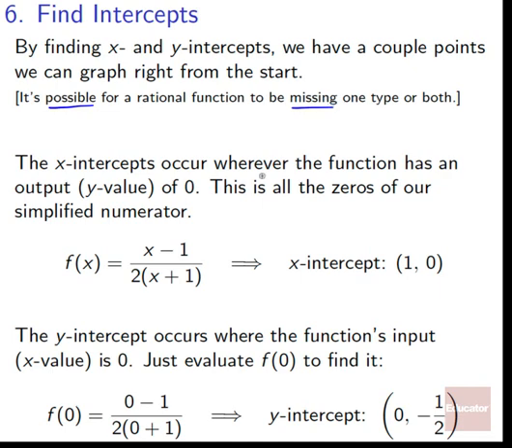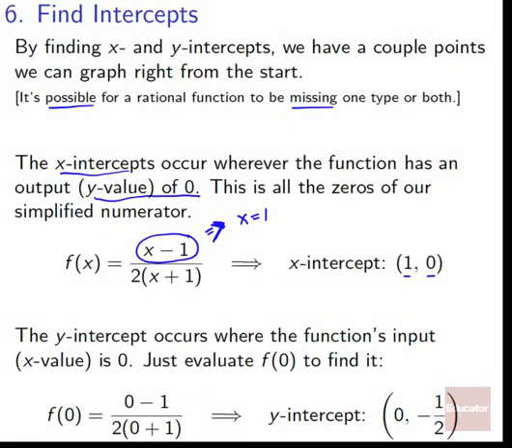The x-intercepts occur wherever the function has an output value of 0, right? Because that means we have a height of 0, so we are on the x-axis. We are an x-intercept with a y height of 0. Thus, all of our zeros mean that our numerator is at 0. This is all the zeros of our simplified numerator. So x minus 1, what are all the places where that gives a 0? That gives us a 0 at x equals 1. So if we plug in 1, we get a 0 out of that because the numerator is now at 0.